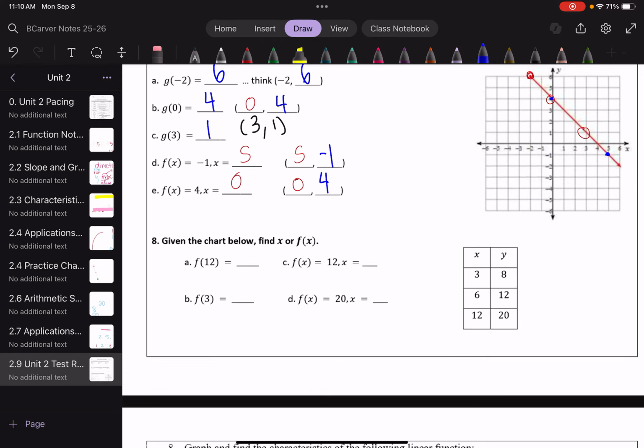And I can do the same thing with the chart below, or to the right here. I've got function of 12. So when x is 12, y is 20. Likewise, when x is 3, y is 8. And we can work that the other way. When y is 12, x is 6. And when y is 20, x is 12.